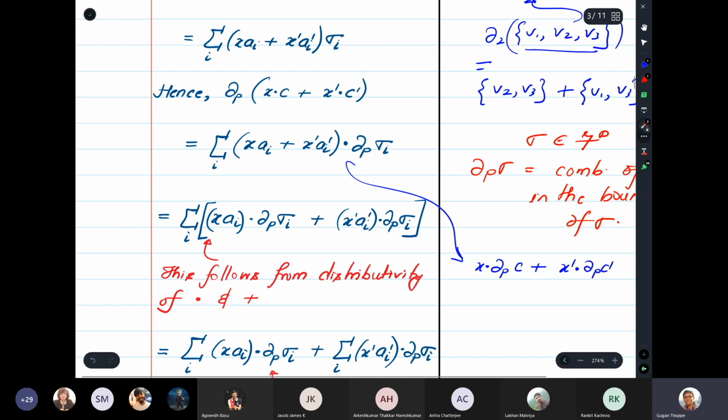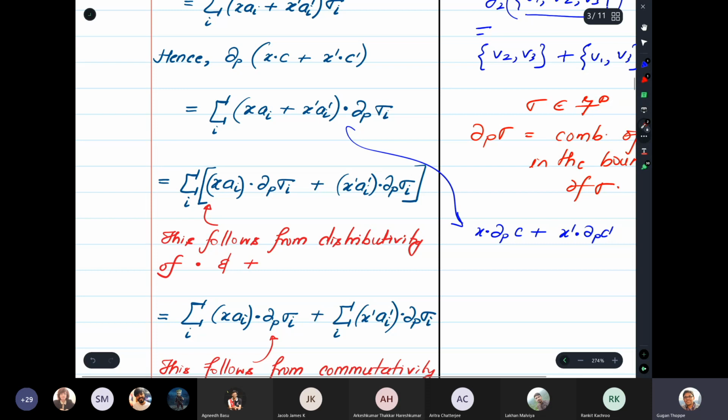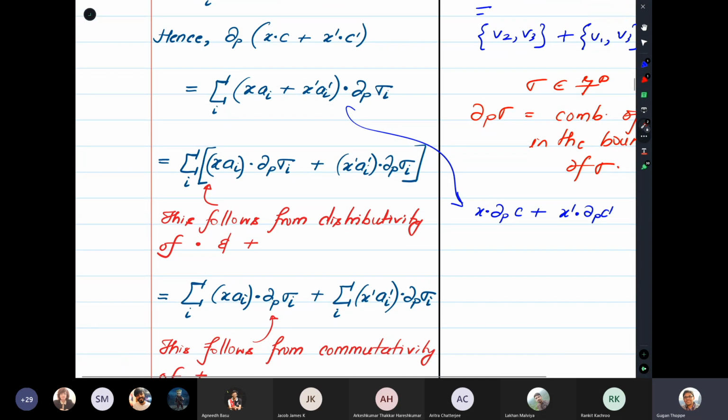Okay, so this is what we are going to quickly verify. Notice that here you have the addition of these scalar elements, and then you have this dot product with a vector. We know that this CP minus 1 is a vector space, which means that this addition and this scalar multiplication operation satisfy the distributivity property.